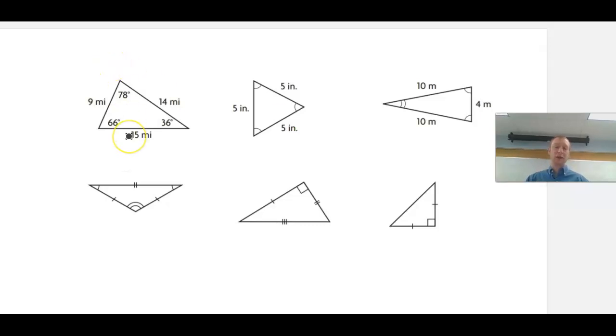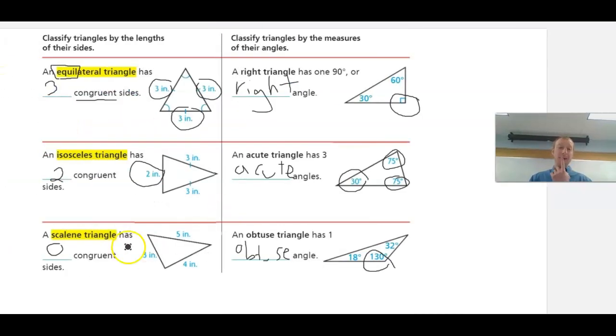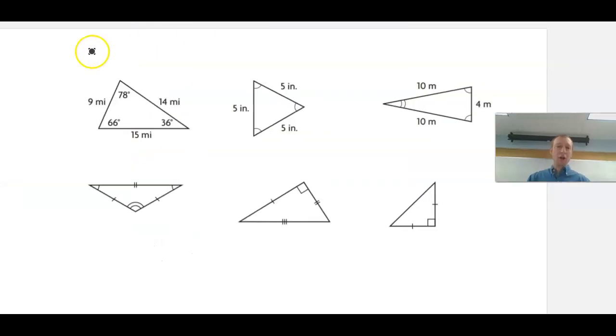So let's look at this first one. Let's start with the sides. I've got 9, 15, and 14. Are any of these the same? No, they're all different. So if we have 3 different sides, what's that called? That's a scalene triangle. It's got 0 congruent sides. So I know that this triangle is scalene because all the sides have different measures.